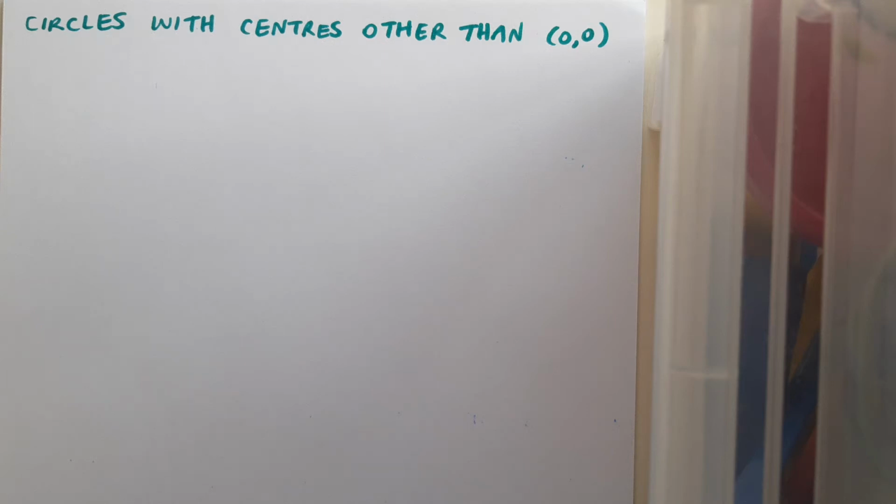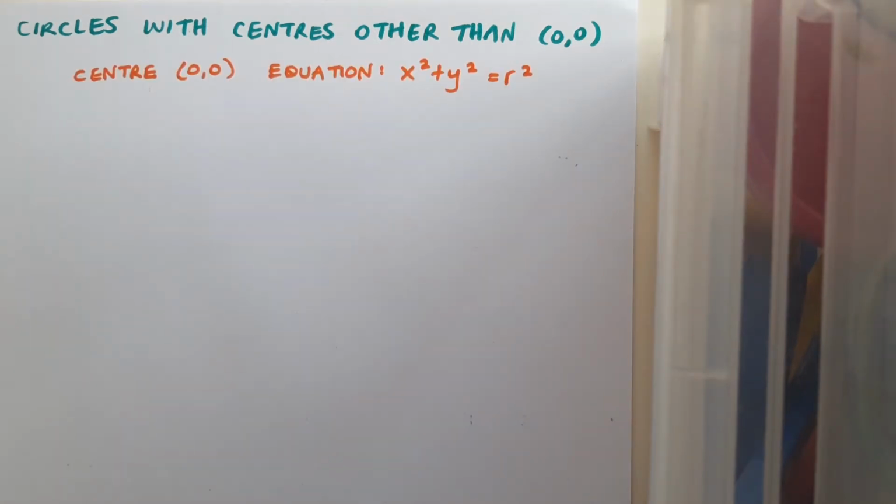This video is about circles with centres other than 0, 0. So we've already looked at the formula for circles when the centre is 0, 0. And in that situation, the equation is x squared plus y squared equals r squared.